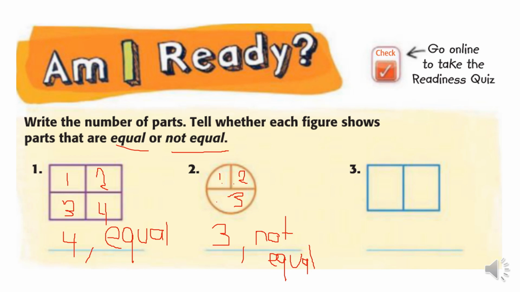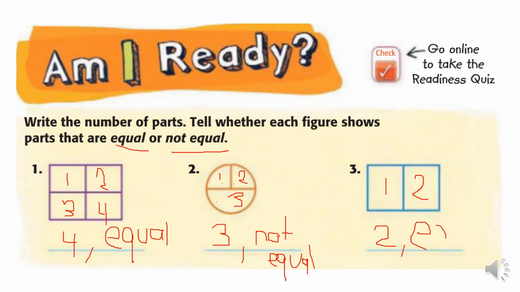Okay, very good. Now, in the third one, we have a rectangle and it has how many parts? Let's count them. 1 and 2. Okay, it has 2 parts. We're going to write 2. Okay, let's see if it's equal or not equal. It has the same space, right? Yes, it's divided into same spaces, so it is equal.